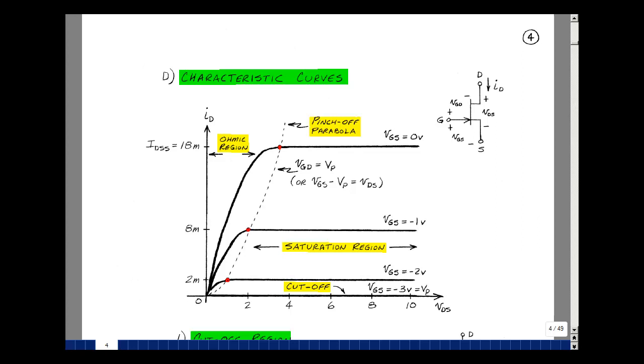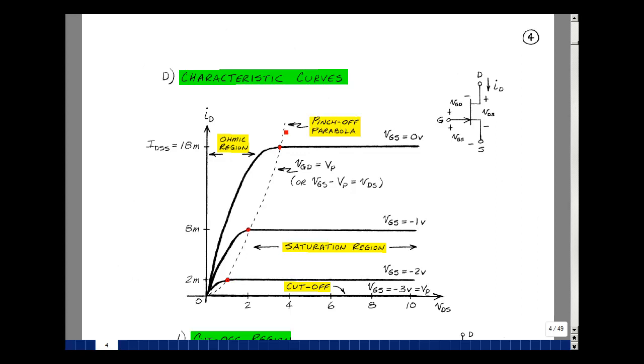I've also marked the regions we talked about last time. The region here where it levels off is called the saturation region. The region over here is called the ohmic region, and then we had cutoff over here. On the next page I'll explain what the pinch-off parabola is, but it's actually the intersection of the ohmic region with the saturation region. You can see that they touch each other where the red dots are. I'll derive the formula for that on the next page.